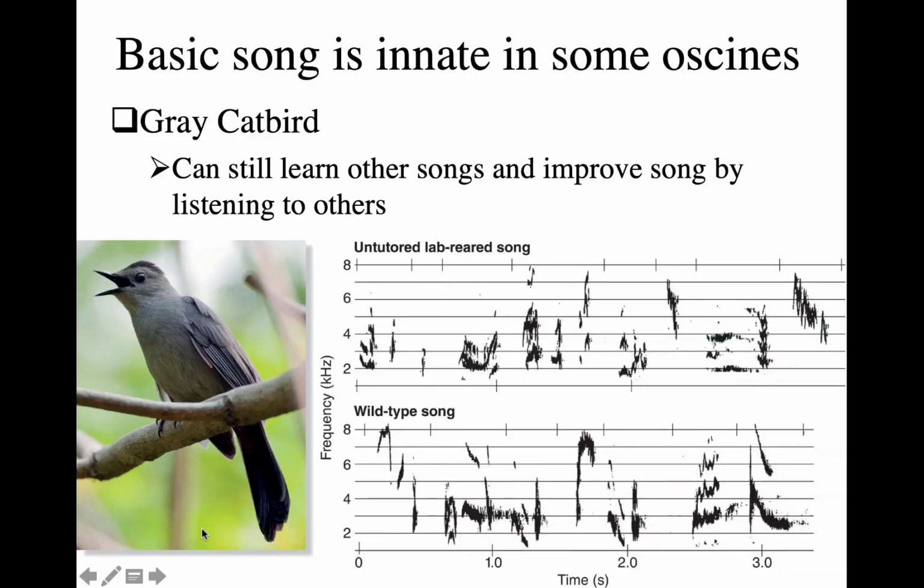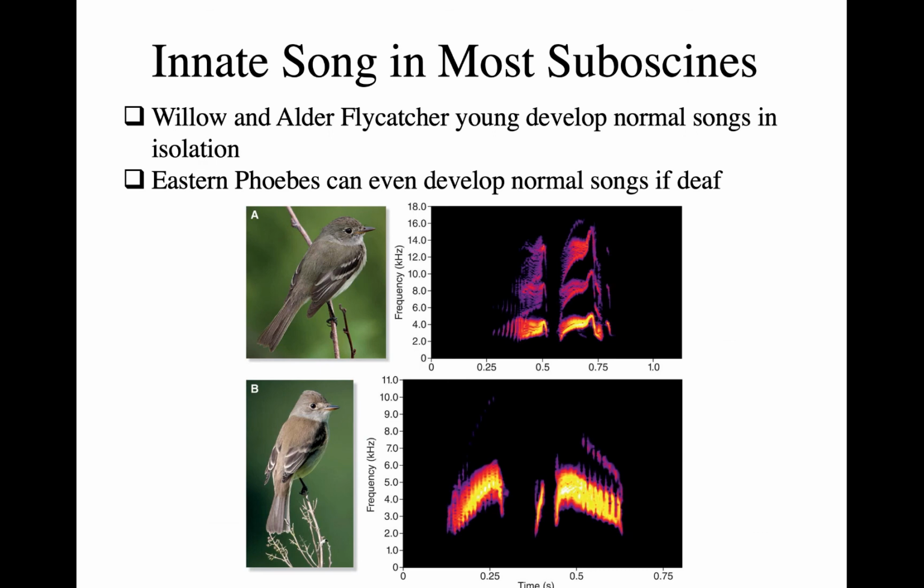So that's the situation with most Oscines, but there is a basic song that is innate in some Oscines. There is a heritable basis to the basic song in some species, like the gray catbird, which we'll be seeing here in East Texas soon. But the gray catbird can still learn other songs, and it actually improves its own basic song by listening to others. So it goes through a kind of modified learning phase. Catbirds are among the mimics, so they're within this group that shows a lot of mimicry. When we get into most of the suboscines, like these willow and alder flycatchers, it's clearly an innate situation.